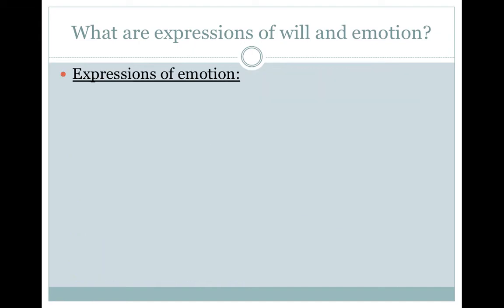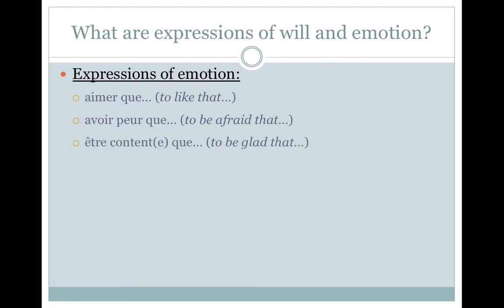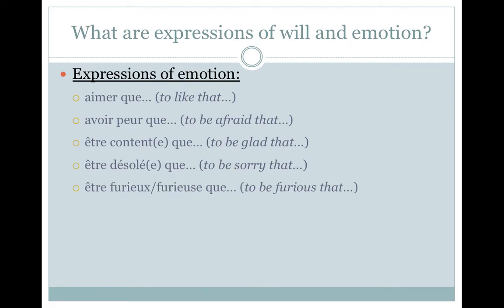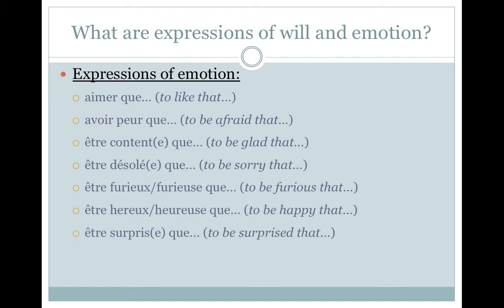Then we have our expressions of emotion, like aimer que, to like that, avoir peur que, to be afraid that, être content que, to be glad that, and we have this E in parentheses, as you should know by now, in case the speaker is feminine. Être désolé que, to be sorry that. Être furieux or furieuse, depending on whether you need the masculine or feminine form, que, to be furious that. Être heureux que, to be happy that. Être surpris que, to be surprised that. Être triste que, to be sad that. And regretter que, to regret that.